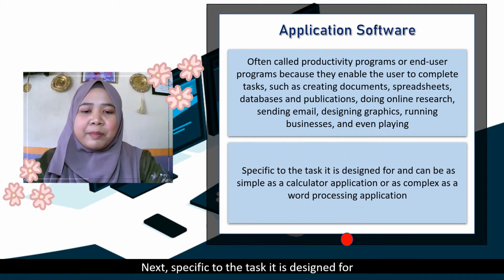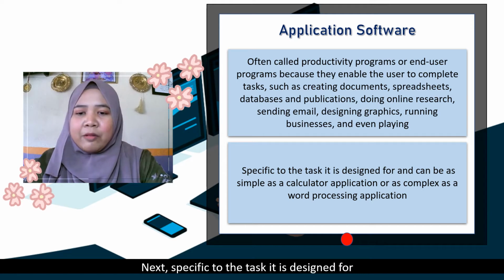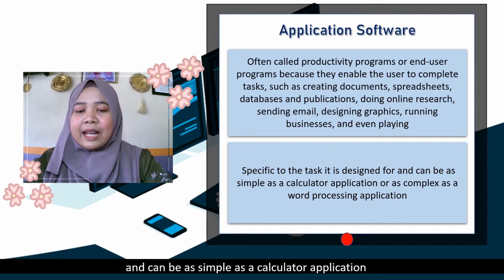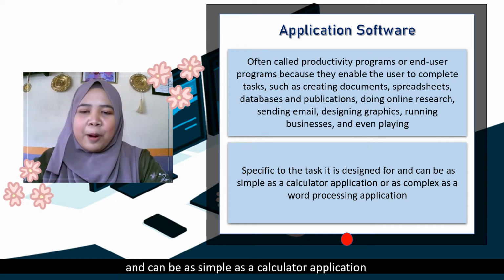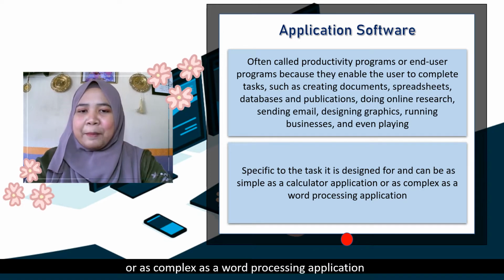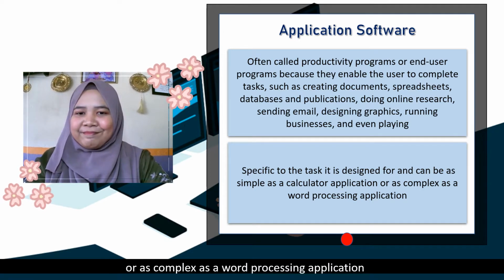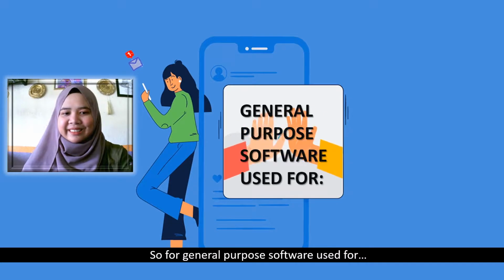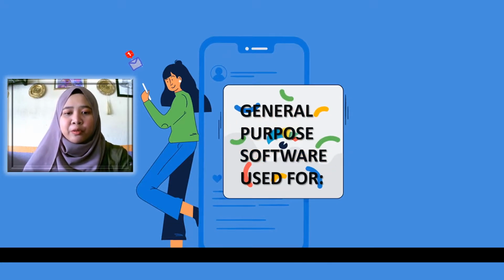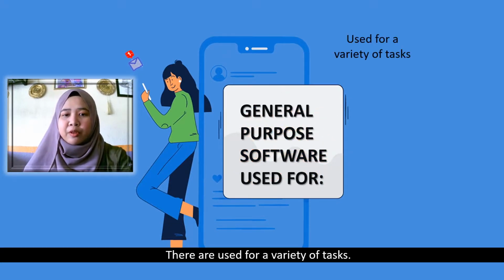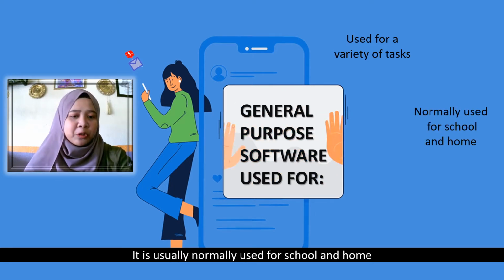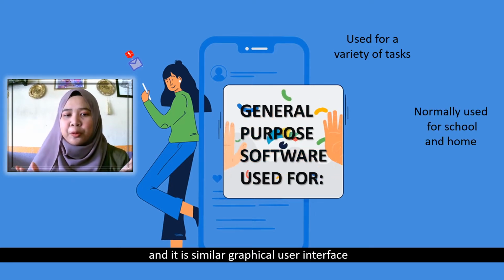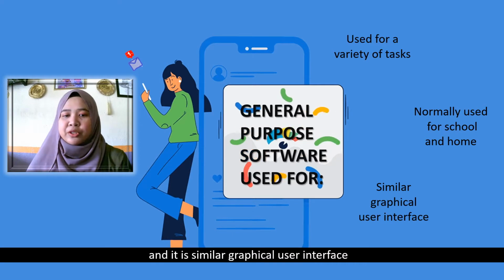Next, it is specific to the task. It is designed for and can be as simple as a calculator application or as complex as a word processing application. General purpose software is useful for a variety of tasks. It is normally used for school and home. It has a graphical user interface.